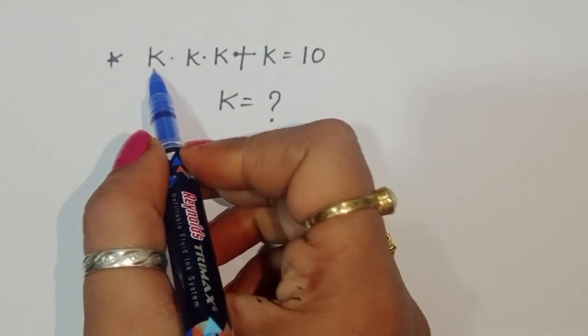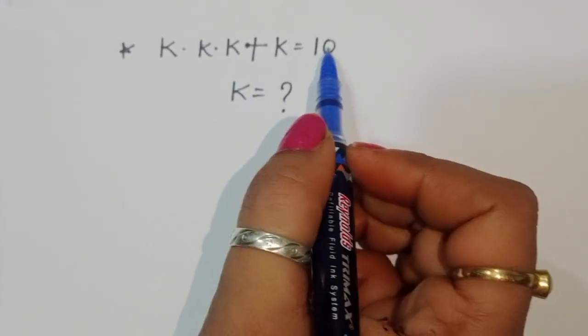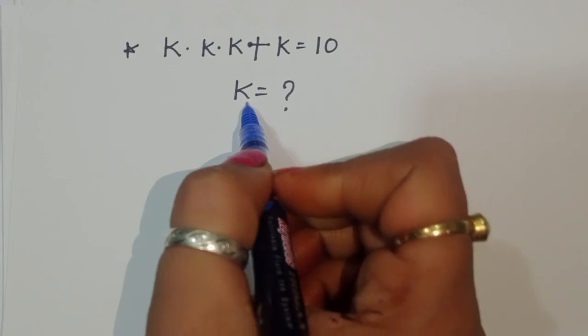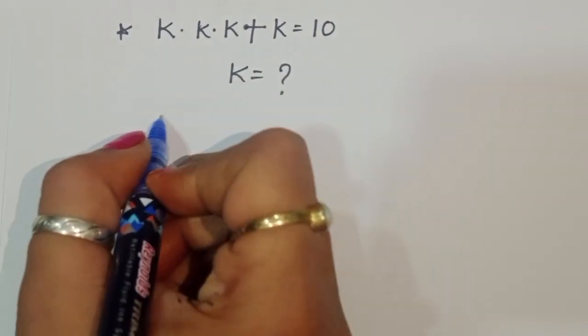The question is: given k times k times k plus k is equal to 10, we have to find the value of k here. Let's see the solution.